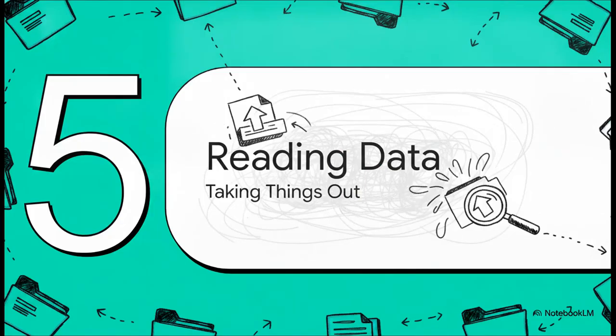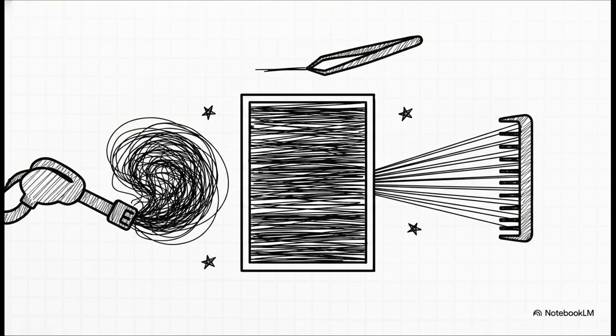Section 5. Reading data from files. Taking things out. Python provides 3 distinct ways to read the contents of a file back out. They sound super similar, so it's vital to memorize the subtle differences in how they return data. First, we have read. You can pass it a number n to read exactly n bytes, or just pass nothing to slurp up the entire file as one giant string.